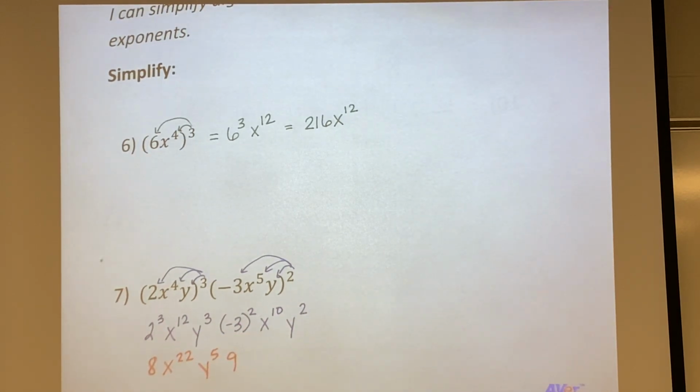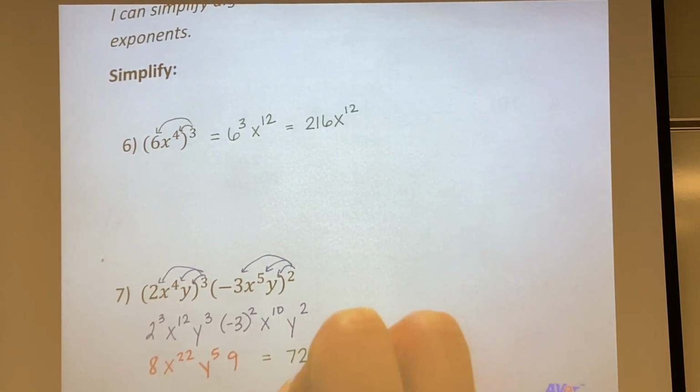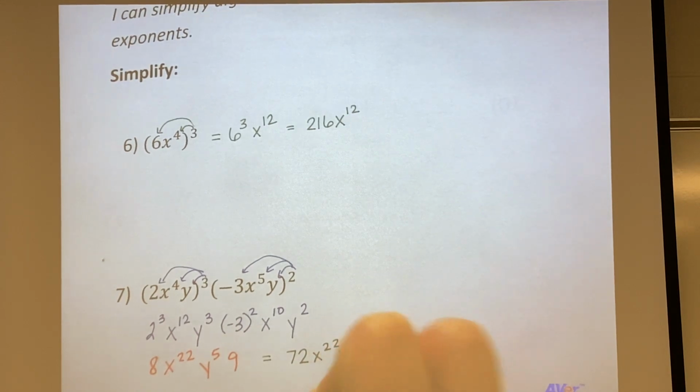Now that might look pretty odd to most of us, having an 8 here and a 9 here. So we need to combine those also. All of these things are being multiplied. 8 times x to the 22nd times y to the 5th times 9. So we need to multiply the 8 and the 9 to get 72 x to the 22nd, y to the 5th.